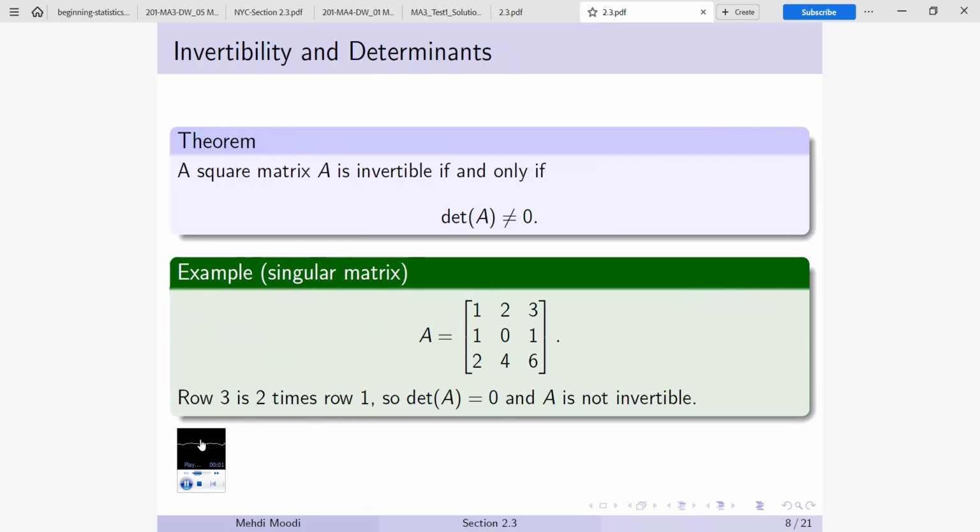Determinant non-zero means the matrix is invertible. Determinant 0 means dependencies, like 2 times row 1 minus 3 times row 2 is equal to row 3.